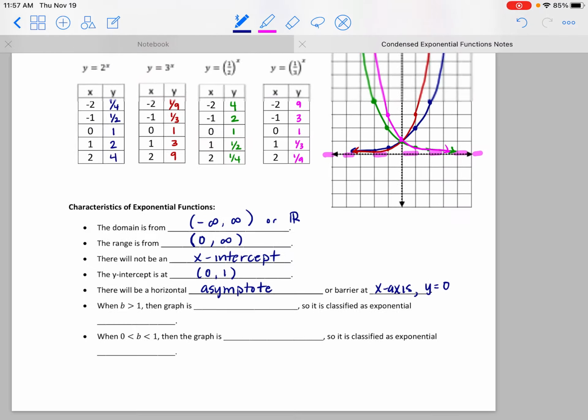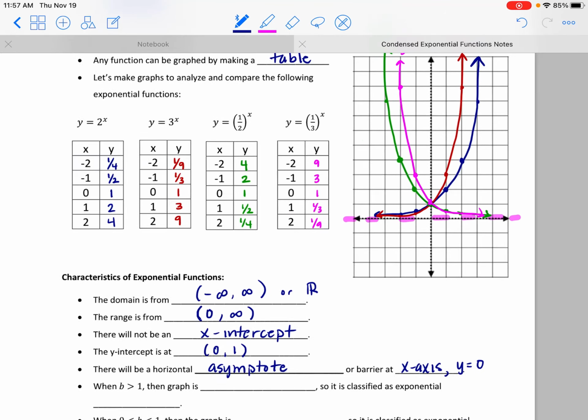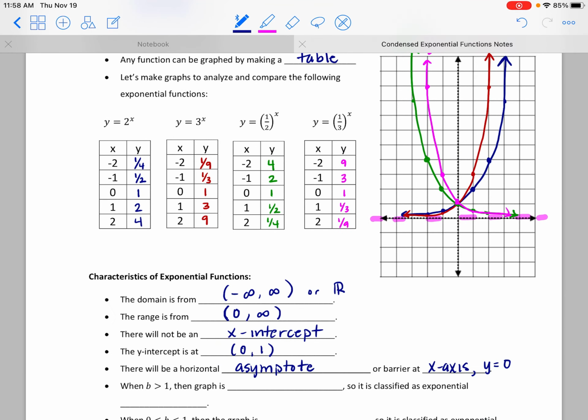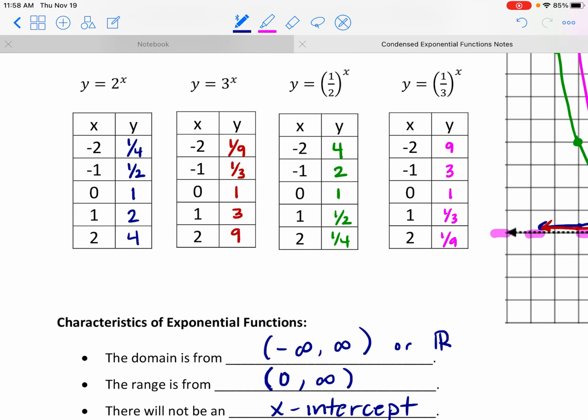Now, the only difference in the graphs that we looked at above was that the first two were increasing graphs, and the next two were decreasing graphs, which should make sense when you think about the base of the exponent. So again, here the base of the exponent was 2, and we were doubling our number. 1/4 times 2 is a half, times 2 is 1, times 2 is 2, times 2 is 4. When our base was 3, we were tripling.